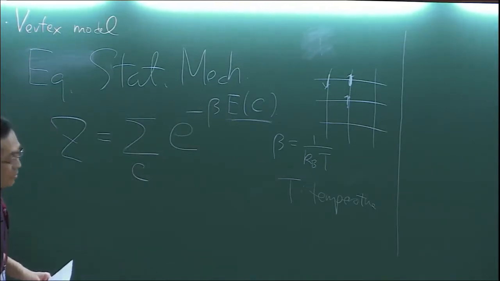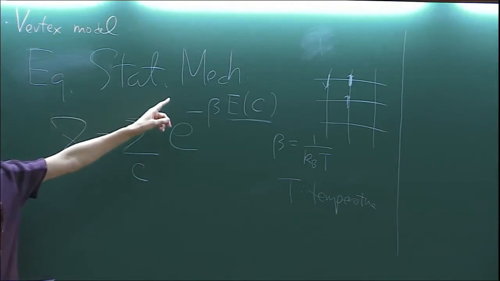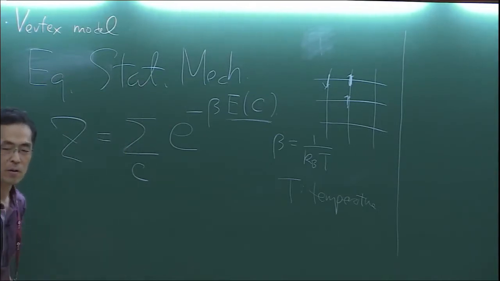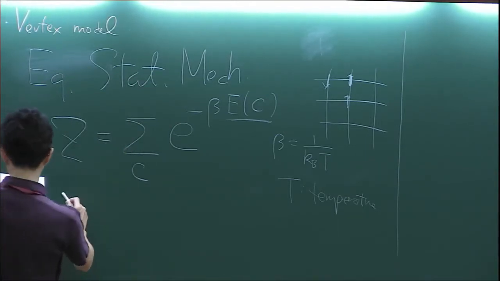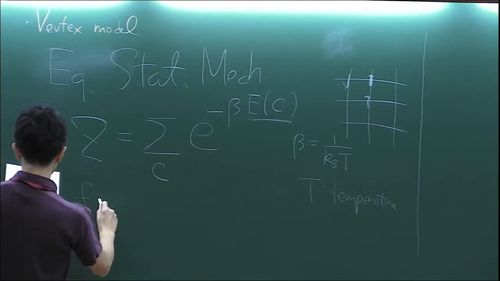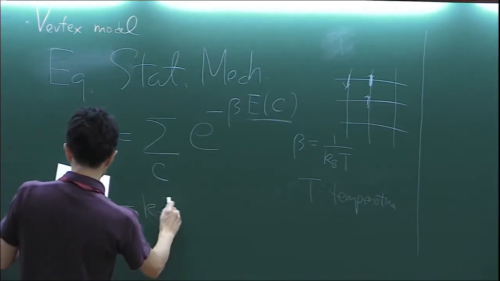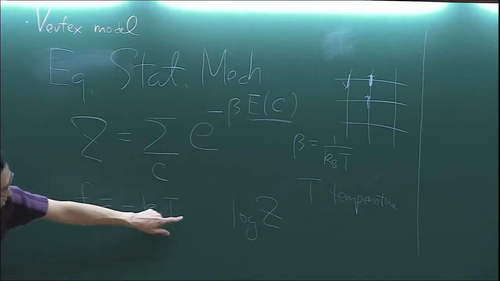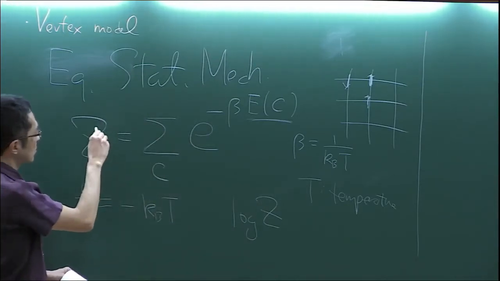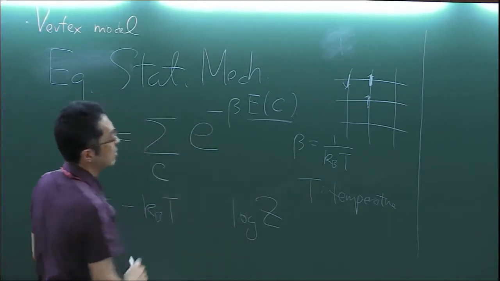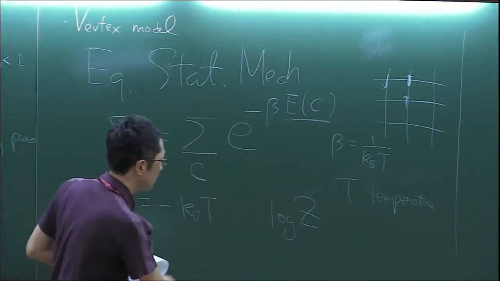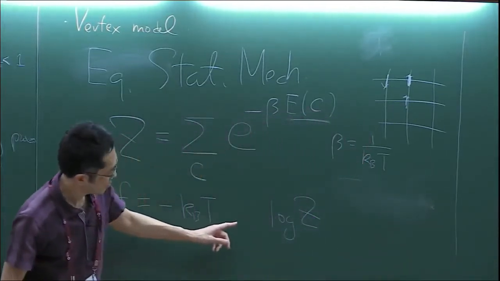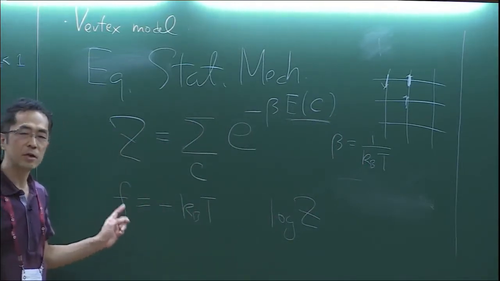And then the central quantity in equilibrium statistical mechanics or thermodynamics is the so-called free energy, from which one can compute basically all macroscopic quantities, average quantities, and this is given by minus k_B T times log Z. So we want to compute Z and take a log basically, but to be more specific, it is usually useful to consider free energy per unit volume.